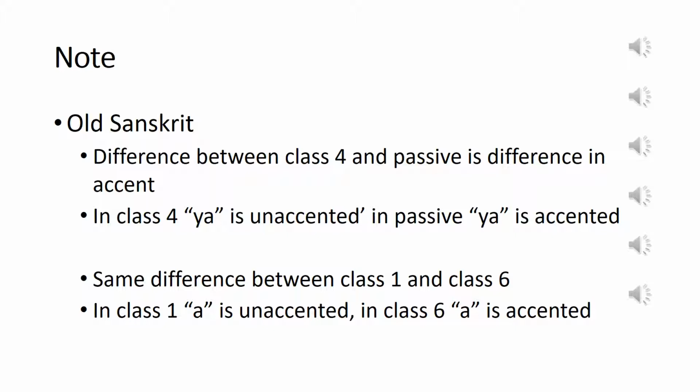A similar difference exists between class 1 roots and class 6 roots. In class 1 roots, the class sign a added is an unaccented one, while in class 6, the a added is an accented one. The accent, which was very prominent in ancient Vedic Sanskrit, has been lost in classical Sanskrit. We will look at Vedic accents in later lessons.